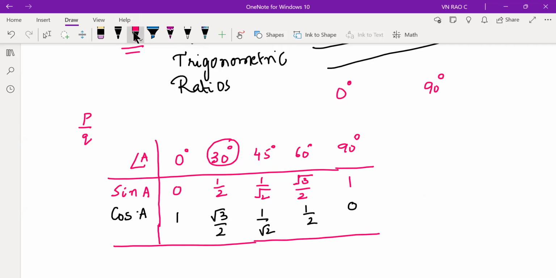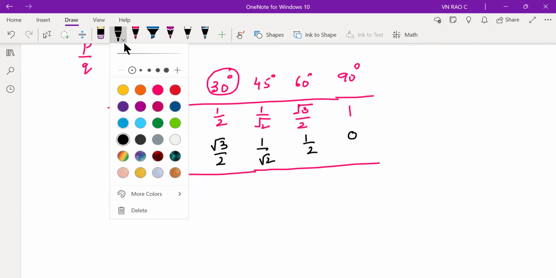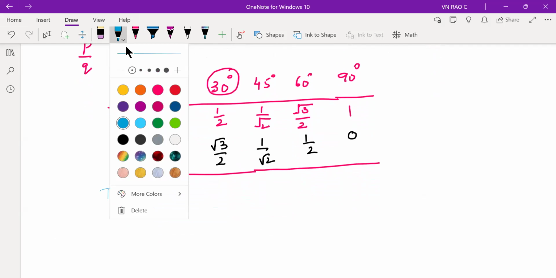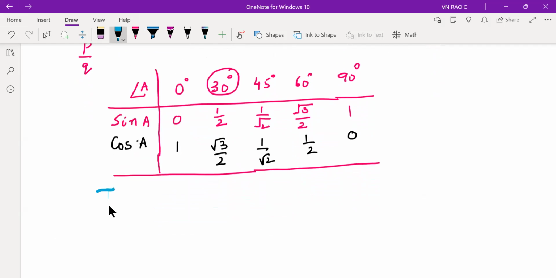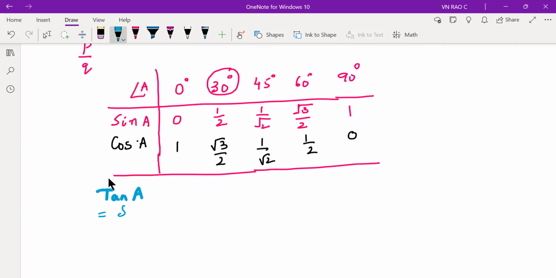But now I want to write it for tan. The notion I should have in mind is that tan A is just given as the ratio of sine to cos. So what will happen when I do this? What is tan 0?